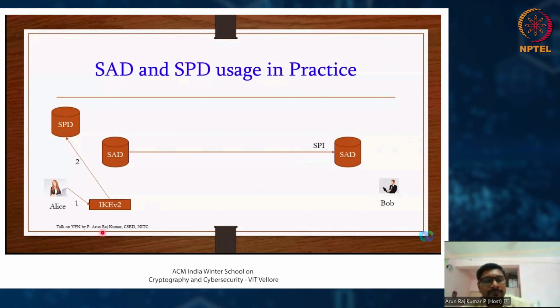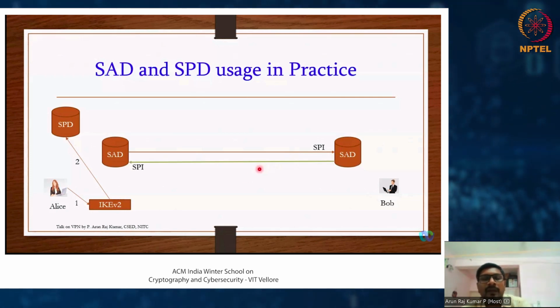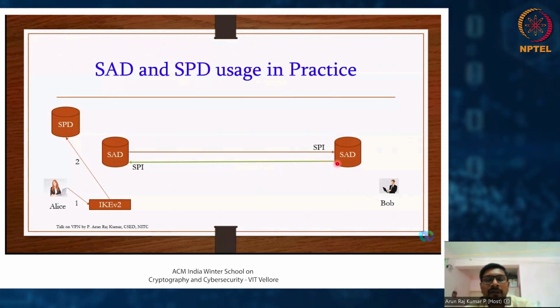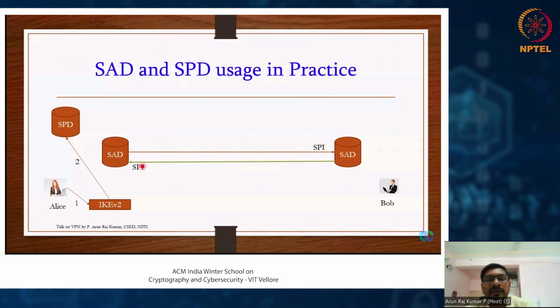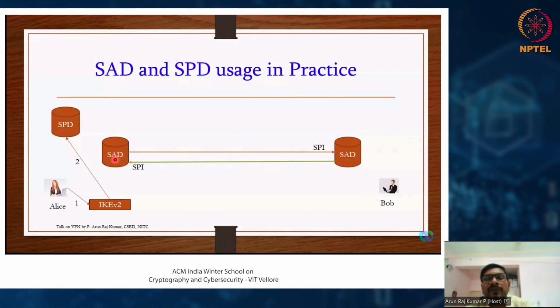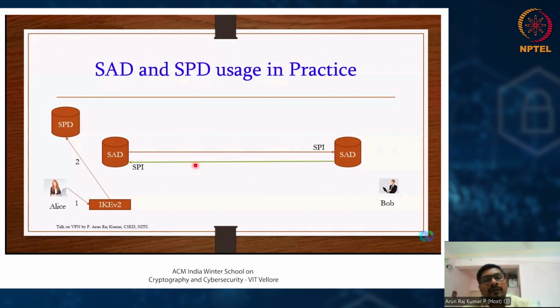Now if you look at this, again we need to create one more SPI entry from Bob to Alice. Bob also has to undergo the same process as was done by Alice. So he has to again contact IKEv2, create an entry, generate the SPI, and send it to the SAD. This is what happens completely in the phase. After that, through the data management tunnel, they can start exchanging their packets.